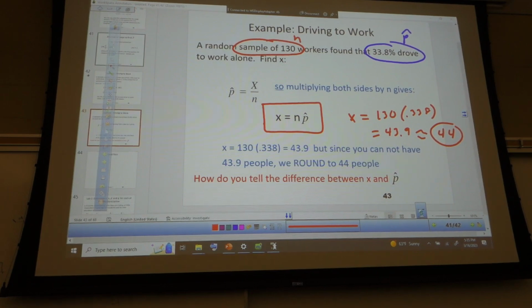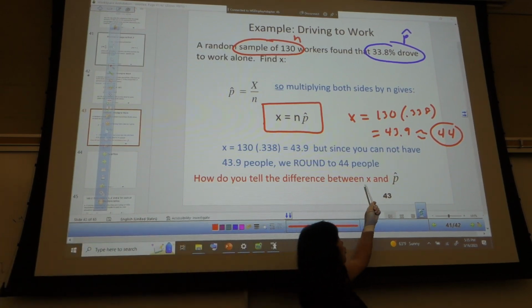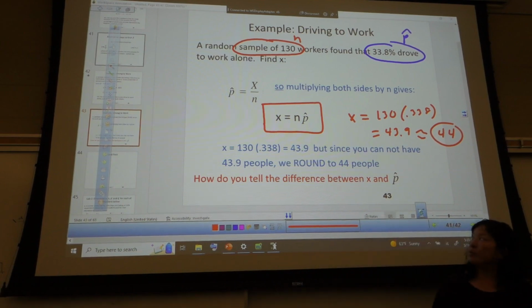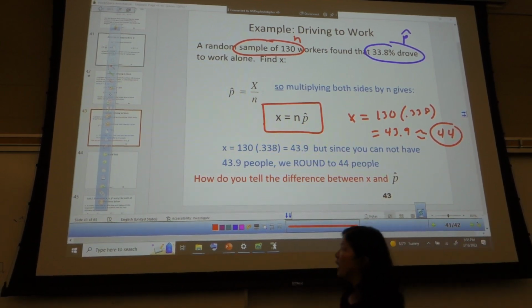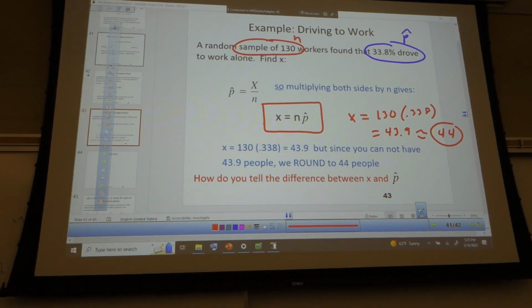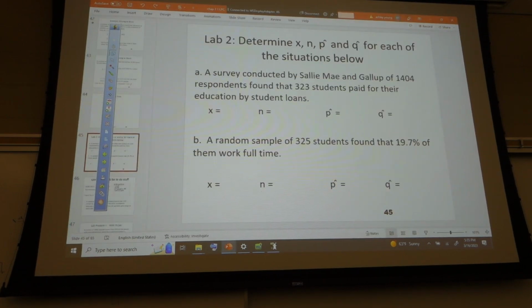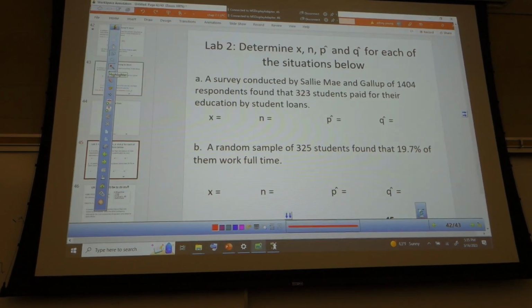And then again, this is always going to be an actual whole number, right? And p hat will always be a percent or decimal between 0 and 1. All right, so you folks have got lab number 2. Go ahead and do lab number 2.